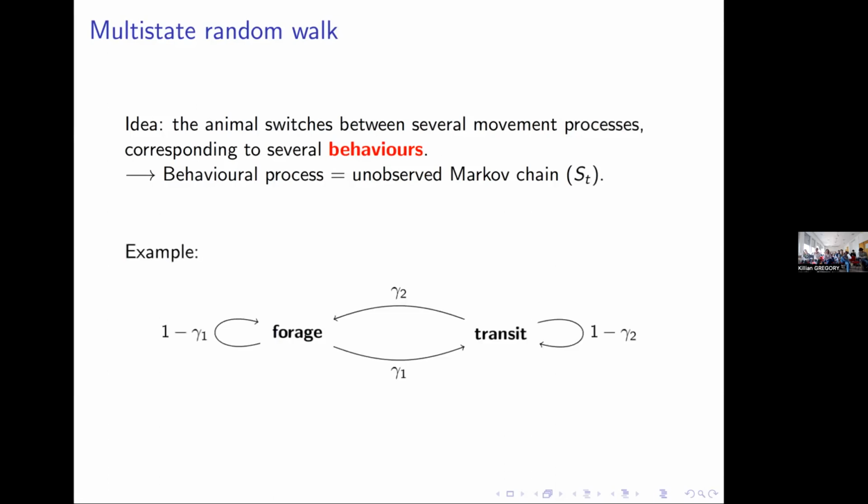If we just think of a very simple example, we have 2 states. The animal can either be foraging or transiting between foraging patches. This is governed by the state transition probabilities gamma. So we have a probability of transitioning from forage to transit, which we're calling gamma 1. And then the probability of staying in our foraging state is just 1 minus gamma 1, right? And similarly for the transit, we can either go from transit to forage with probability gamma 2, or we can stay in transit with probability 1 minus gamma 2. Okay, so that's the unobserved Markov chain that we're modeling.